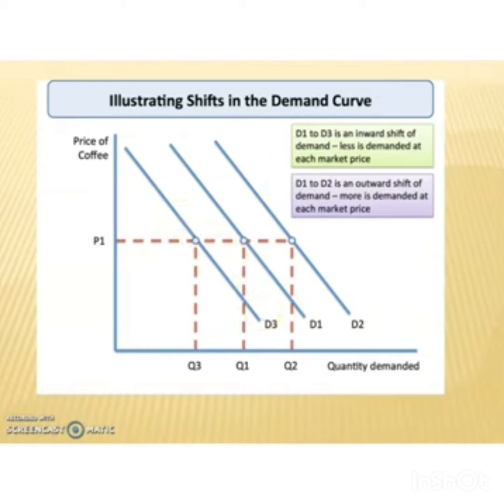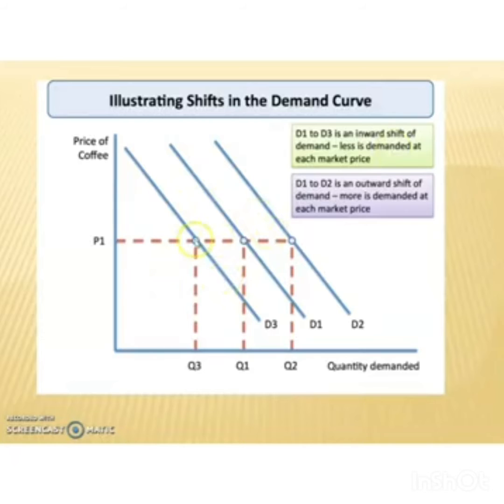So less demand at each market price, or the same market price. There is no change in market price. At the same time, demand shifts to the left. That is known as leftward shift. So leftward shift of demand curve means a decrease in demand due to factors other than price.